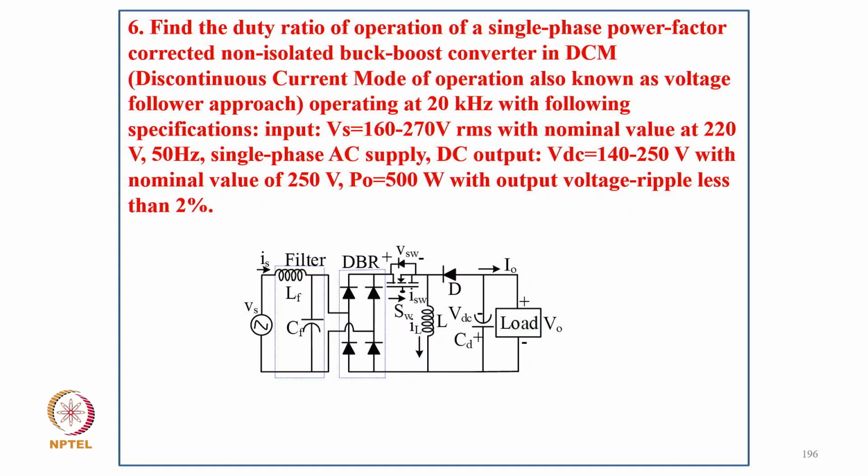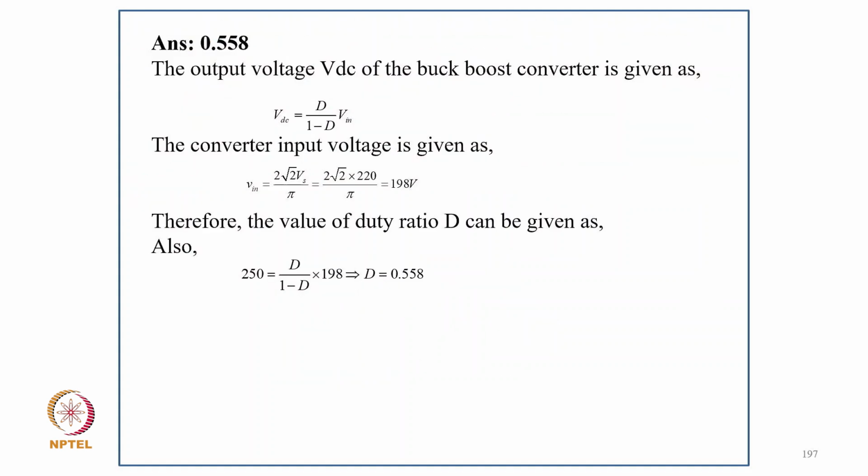Now coming to solved problem 6, find the duty ratio of operation of a single phase perfectly non-isolated buck boost converter in DCM, discontinuous mode operation, also known as the voltage follower approach, operating at 20 kHz with the following specification: Vin 162 to 270 RMS, nominal value 220 volt single phase AC supply, DC output VDC equal to 140 to 350 with a nominal value 250, PO equal to 500 watt with output voltage ripple less than 2%.